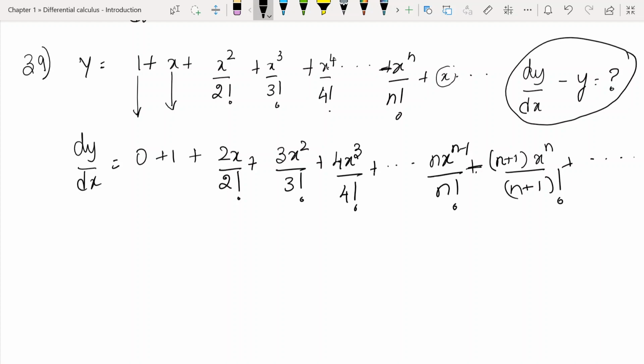What is the possible term? X power n plus 1 divided by n plus 1 the whole factorial. This is the differentiation of this. This is the differentiation of this. This is the differentiation of this. All these terms. Okay.